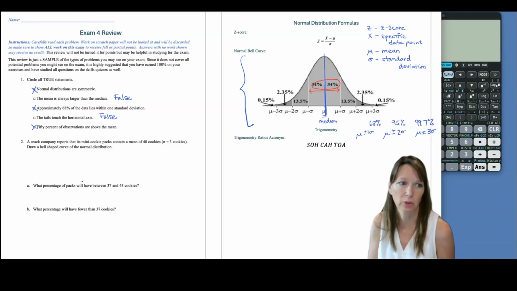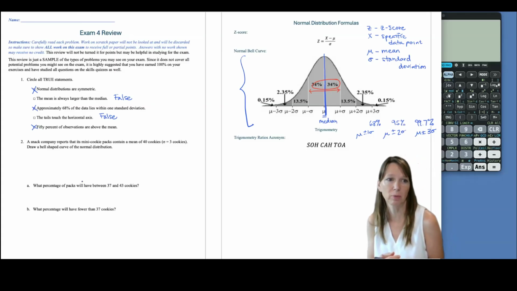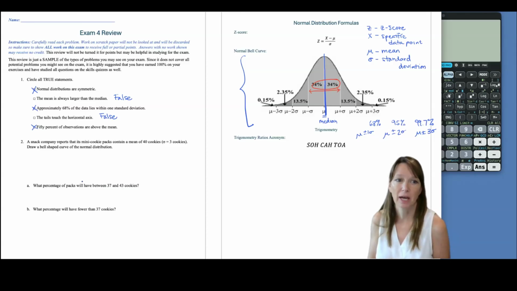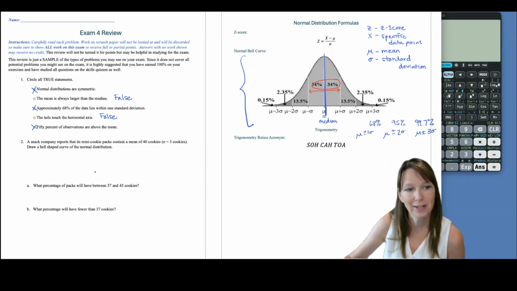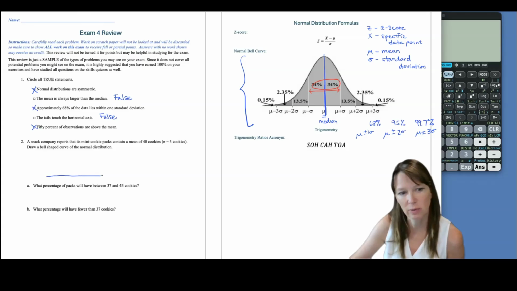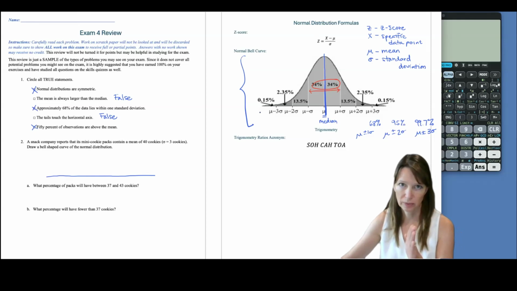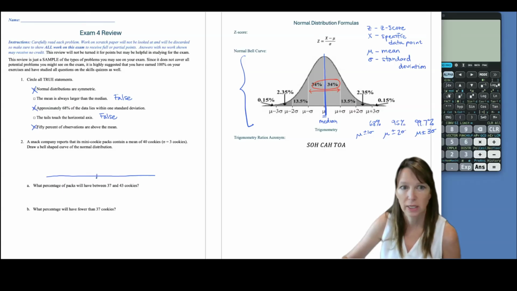Okay, question number two. A snack company reports that its mini cookie packs contain a mean of 40 cookies with a standard deviation of 3 cookies. Draw a bell-shaped curve of the normal distribution. Rather than starting with my curve, I generally will start with my horizontal axis, and instead of labeling them with all of the symbols, I'm going to label them with the numbers for this particular situation. I'm going to always center it at the mean, which is going to be 40.